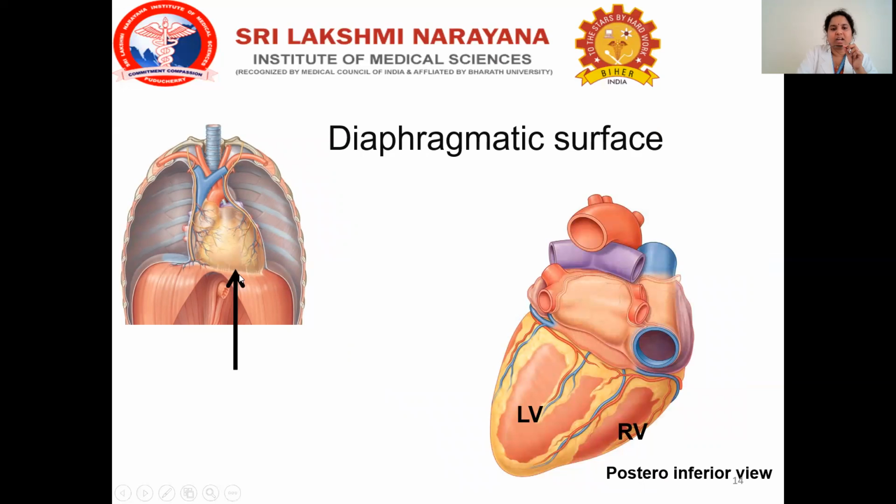The diaphragmatic surface is otherwise called the inferior heart surface. Because the heart lies over the diaphragm, it receives the name diaphragmatic surface. Here is the diaphragmatic surface of the heart, formed by the left ventricle and right ventricle, separated by the posterior part of the interventricular septum, its faint groove. The inferior surface is separated from the base by the coronary sinus groove.